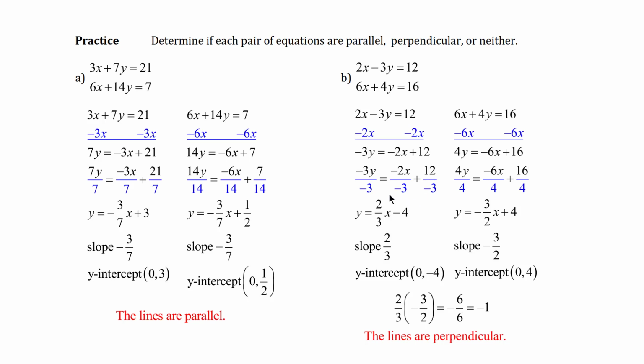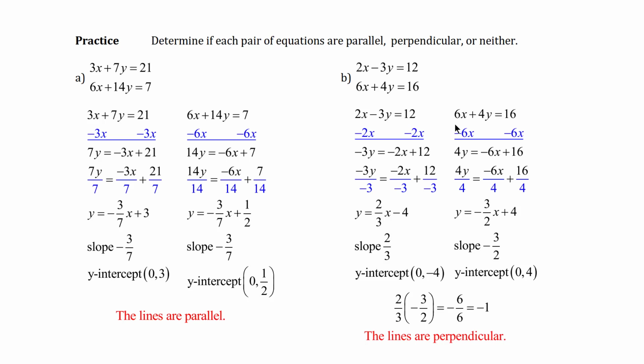Simplifying the left-hand side, negative 3y divided by negative 3 is y. Simplifying the right-hand side, negative 2x divided by negative 3 is positive 2 over 3x. And then 12 divided by negative 3 is negative 4. So the result is y equals 2/3 x minus 4. The slope for this equation is 2/3, and the y-intercept is (0, negative 4).